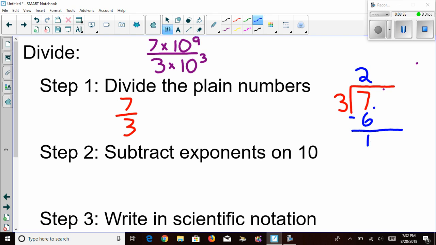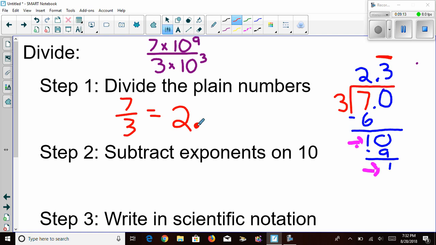I place a decimal and a decimal so that I can write my 0. I bring it down for 10. 3 can fit in the 10 3 times. For 9, I once again get 10, and we're going to stop there. Because remember, these mean we're repeating. So our answer for 7 divided by 3, we're just going to cut it off at 2.3.